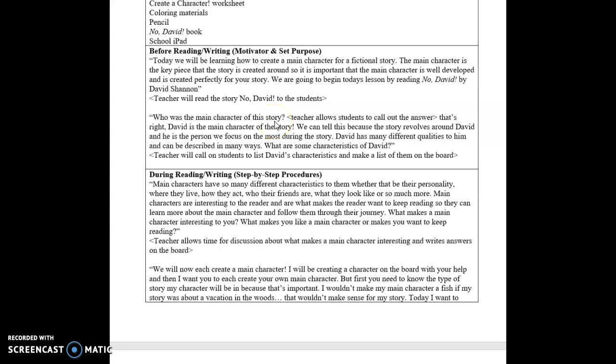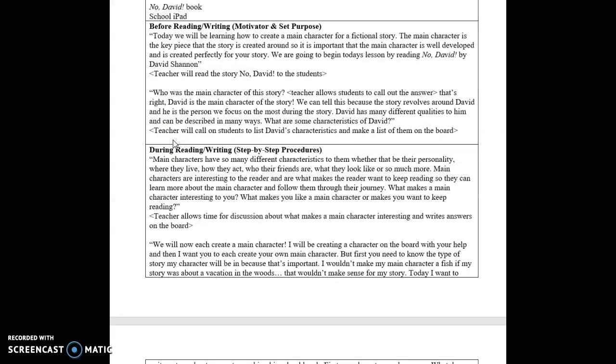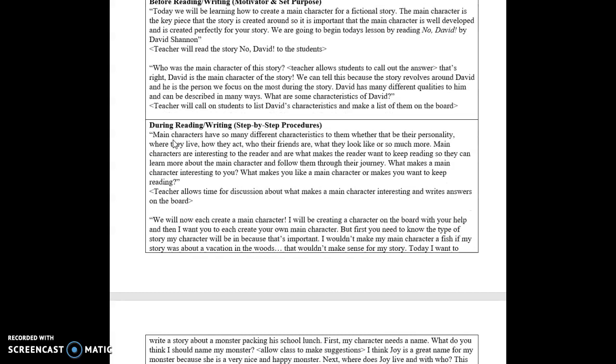This will be more of a class discussion, so students will be sitting on the carpet and they will be able to raise their hands and answer the questions, and the teacher will call on a couple of students for every question. And it would be, yes, that's right, David is the main character of the story. We can tell he's the main character because the story revolves around him, and he's the person we focus on during the story most of the time.